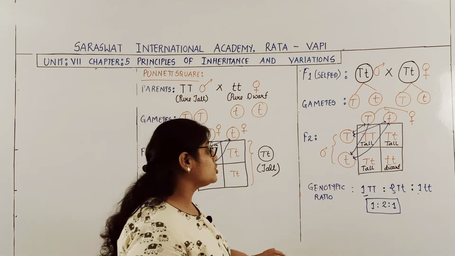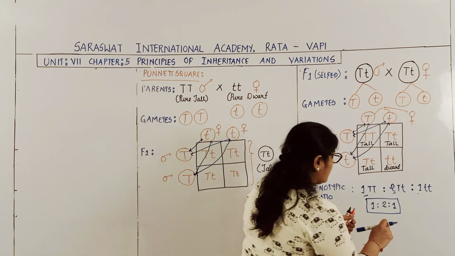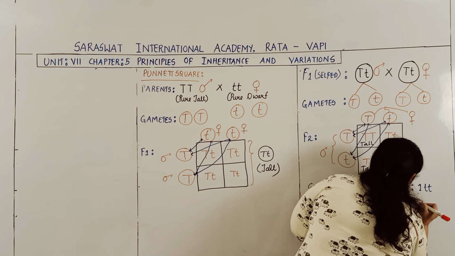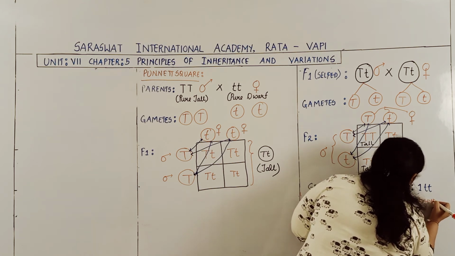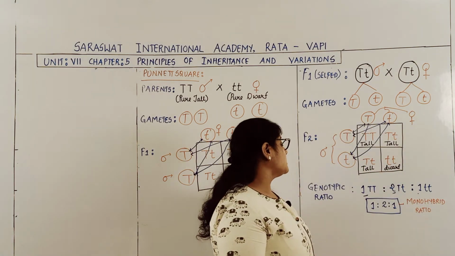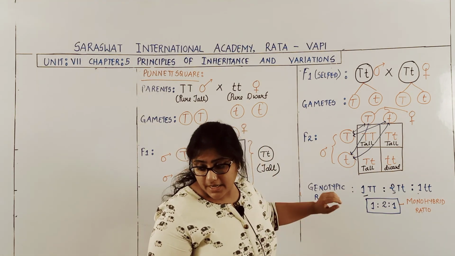monohybrid ratio. What is it called as? It is called as the Mendel's monohybrid ratio, very important students. This is called as the Mendel's monohybrid ratio, that is a genotypic ratio.